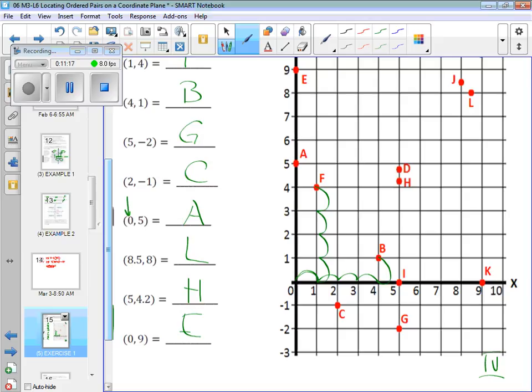So let me ask you a question before you flip. What quadrant is C and G in? Agreed. 4. What quadrant is D and H in? 1. Agreed? Ready? Trick question. What quadrant is I and K in? I haven't taught it yet. What do you think? Yep. How'd you know that?